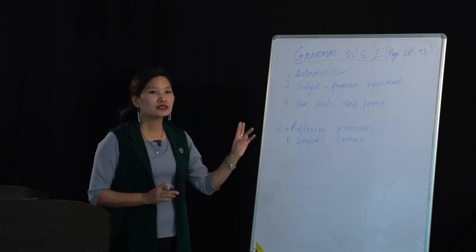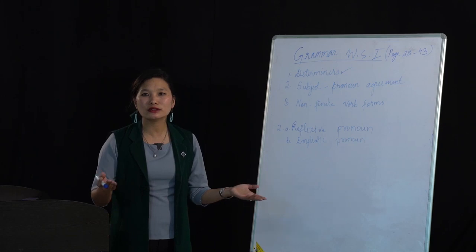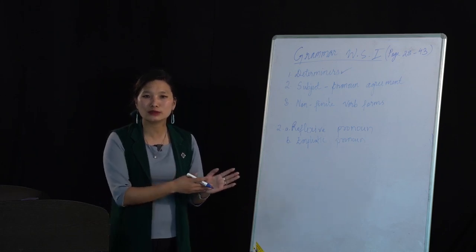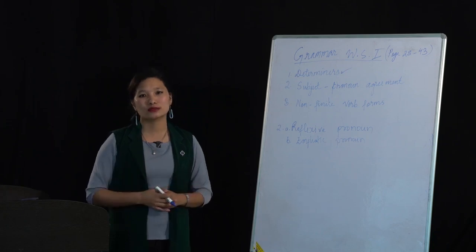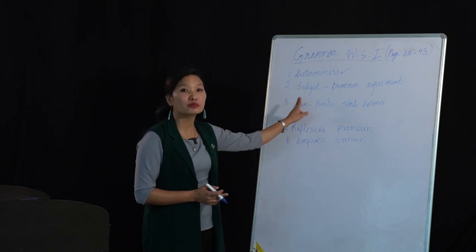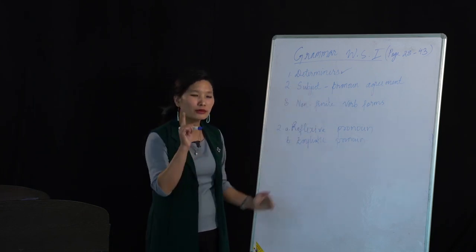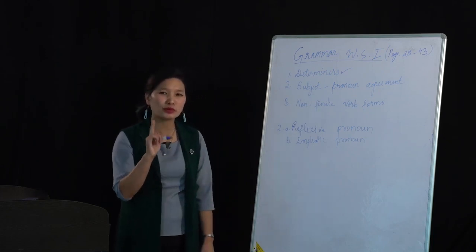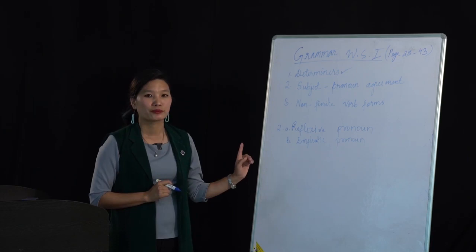So for a girl, for example Mary, we use the word she. For non-living things or a thing without gender, we use the word it. That's what we have learned. And here, subject-pronoun agreement is just referring to this. Under subject-pronoun agreement, I want to explain 2 points. That is reflexive pronoun and emphatic pronoun.